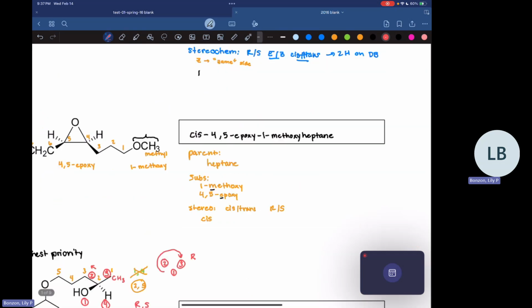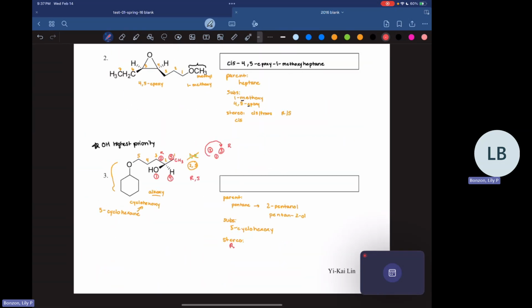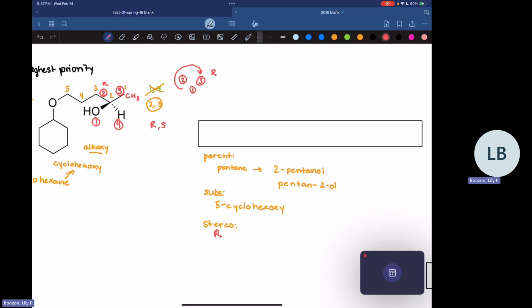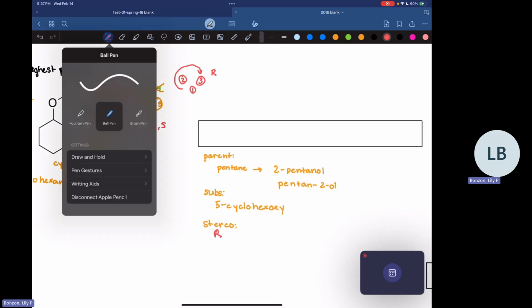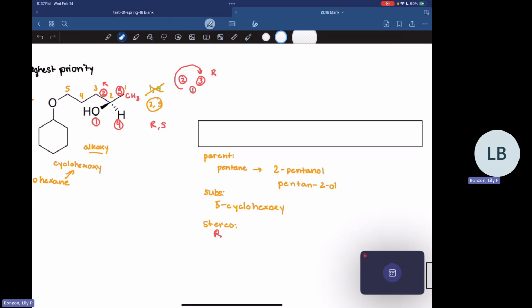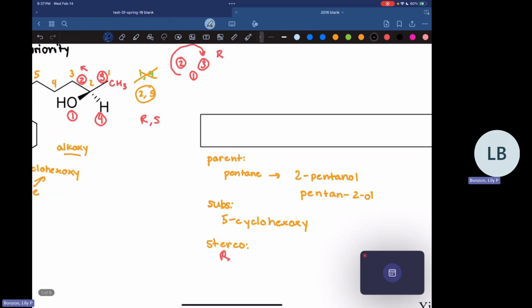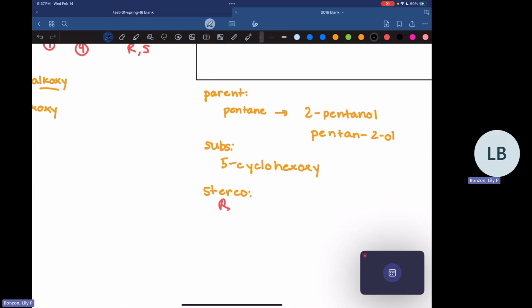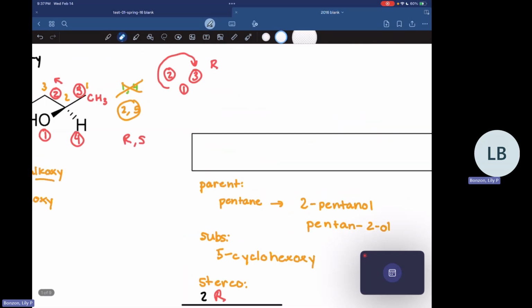So again, similar to the first example, if you only have one R or S or E or Z, you don't have to worry about putting that number in there. But if it makes it easier, just so you can remember for the future, you can put that number in there as well. So that would be 2R.